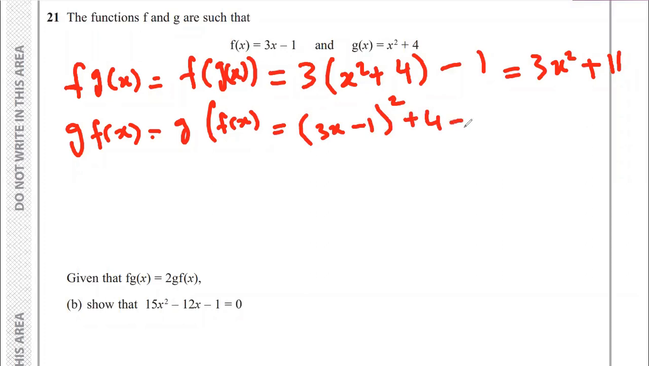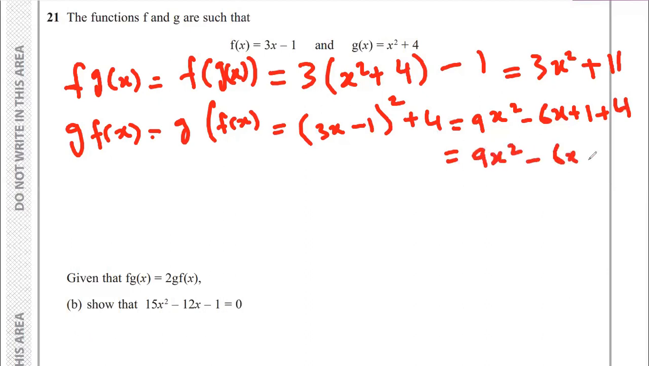And if I expand this, I'll get 3x squared minus 6x plus 1. Oh, yes, thanks for correcting me, Mushtabah, it will become 9x squared. And then it simplifies to 9x squared minus 6x plus 5. Okay? And then we need to work out, if GF of X is equal to this, what will 2GF of X be equal to? That will be just 2 times it, double it.